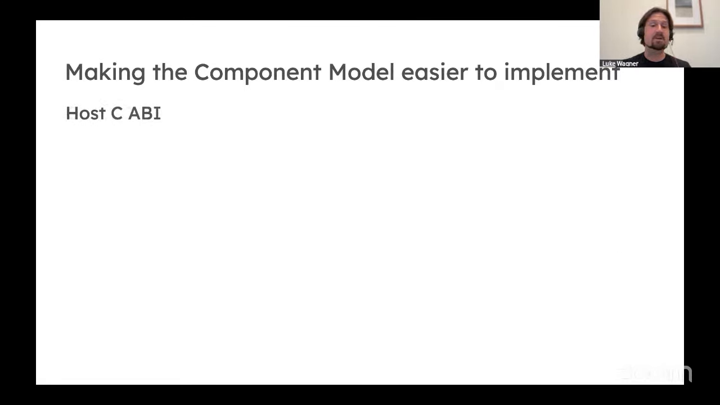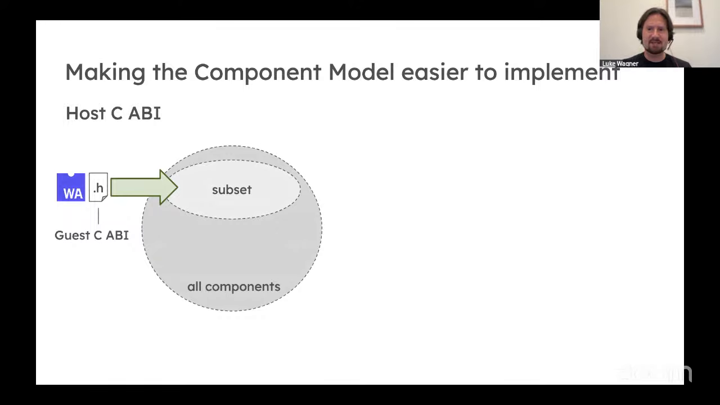Now let's switch over to the host C ABI. Now you may be wondering, well, why do we even need a host C ABI? Can't the host just implement the guest C ABI? And the answer goes back to how I was saying that the guest C ABI can only target a subset of the component model. So that means that there are components sitting outside this subset that the host still needs to run, such as compound components produced by WAC that internally contain multiple modules and memories all linked together.